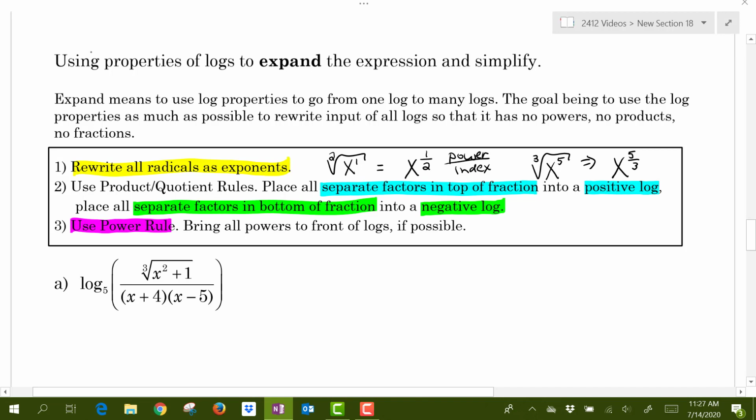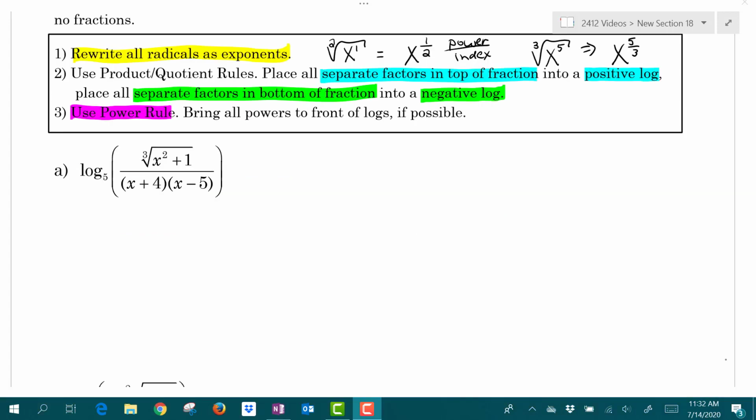We have log base 5 of, and we have a bunch of stuff going on the inside. We have a fraction, I see powers, I see radicals, I see things multiplied together, so we have a lot to accomplish. Our goal is to rewrite this so that the inputs don't have any products, no powers, and no fractions as much as we possibly can. Alright, so step 1 says if you see any radicals on the inside of this log, we're going to rewrite that radical using fractional exponents. So step 1.